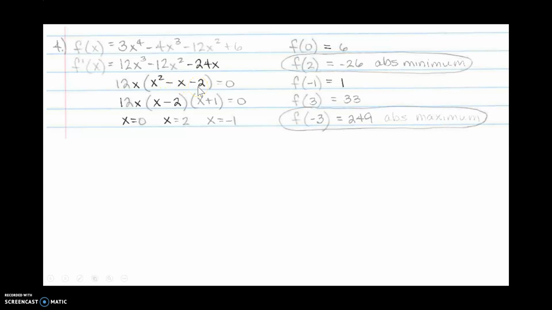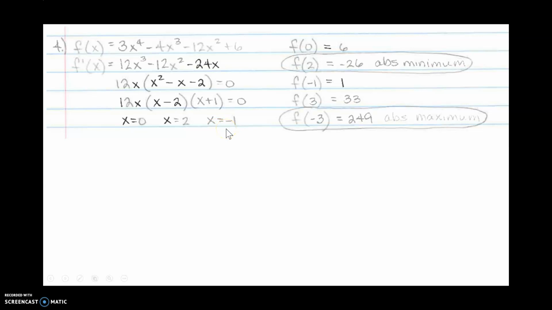Set each of those equal to 0, so I'll set 12x equal to 0, and that'll give me x equals 0. For the x squared minus x minus 2, I could factor that down a little bit further. So that would factor to x minus 2, x plus 1. So if I set each of those equal to 0, if x minus 2 equals 0, I get x equals 2. And if x plus 1 equals 0, I get x equals negative 1. So those are my three critical numbers.